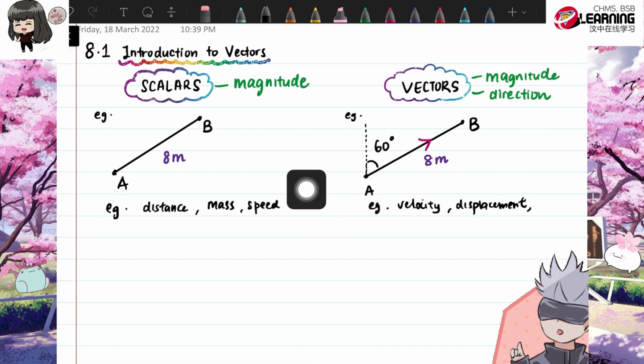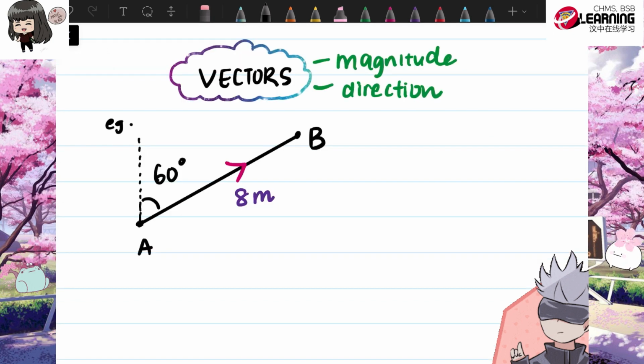So when I say vector, I will say A goes to B, with the direction of bearing 60 degree, and also a magnitude of 8 meter. And we call that a vector. So let's focus on vector.